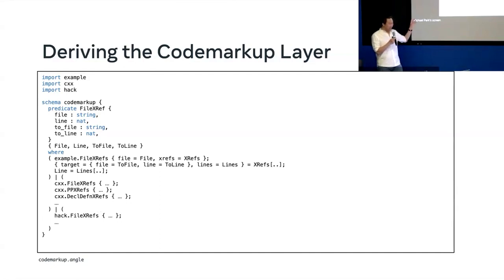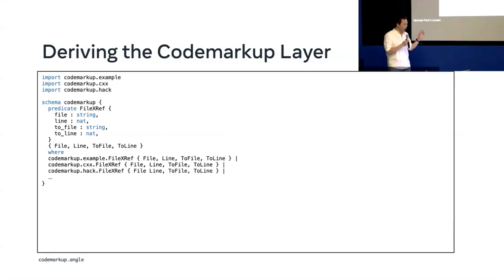And so for C++, for example, we have file xrefs, something like we've been building together, but there's also pp xrefs, which is a preprocessor xrefs for macros. There are also declaration to definition and back cross references, and all of these things are separate predicates. And so you can provide all of those. The point is that different languages will probably have slightly different logic in deriving this predicate, but that's fine. On the client side, they don't care.